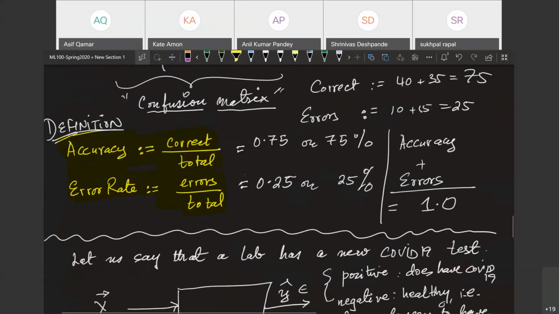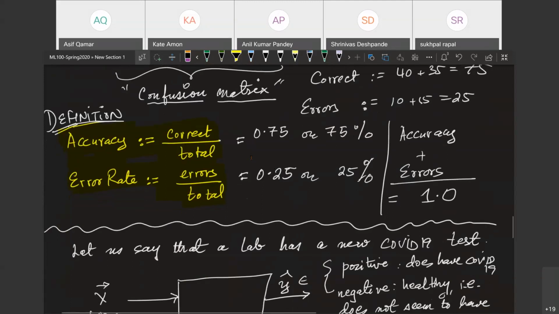Now, the definition of accuracy is the number of correct predictions out of the total. And the error rate, which is the converse of it, is the number of errors out of the total. So obviously in this contrived example, we have 75% accuracy and 25% error.